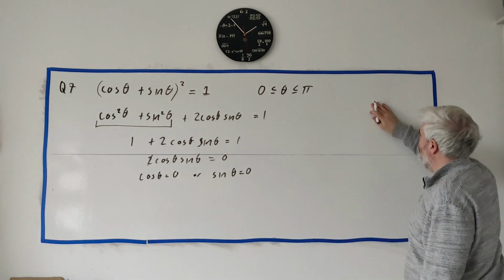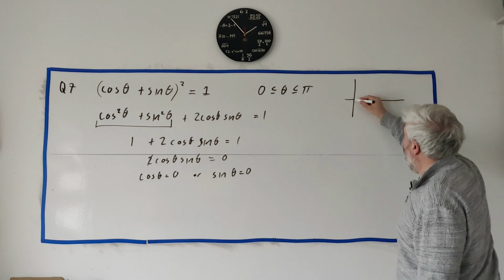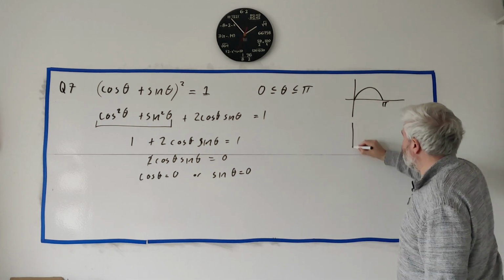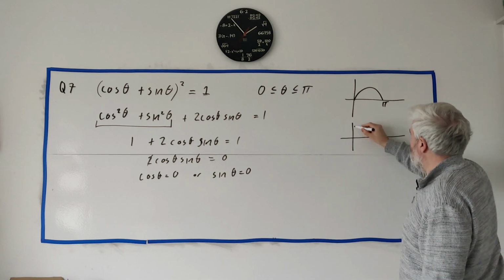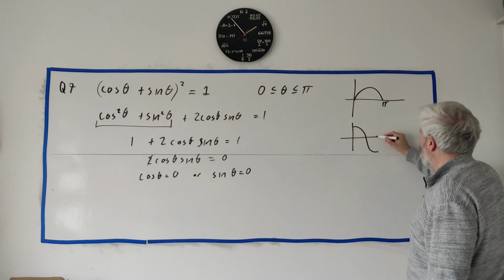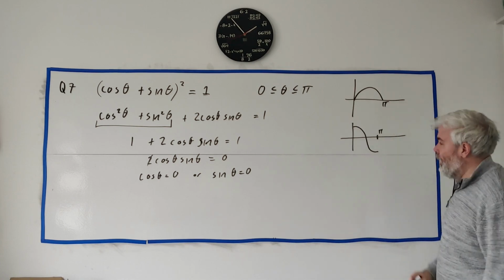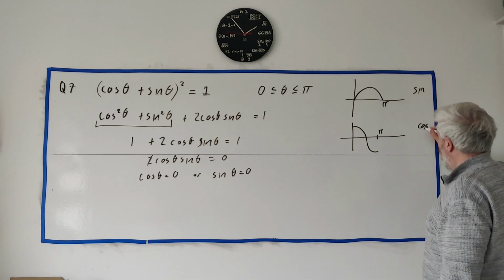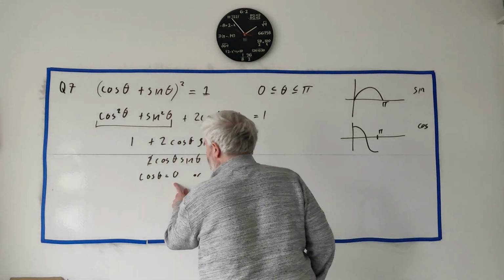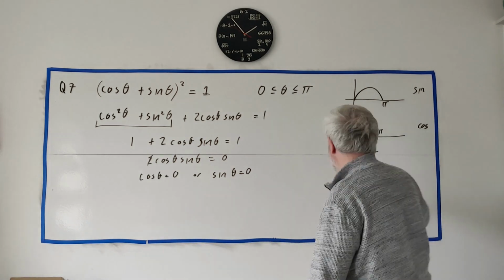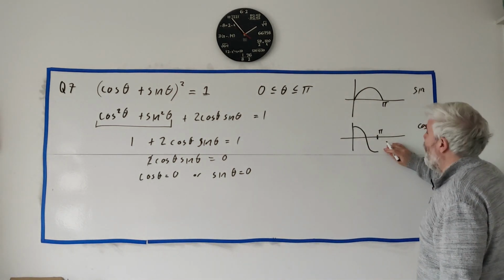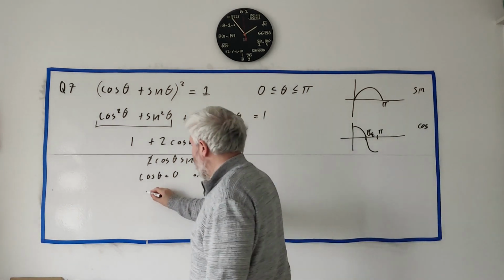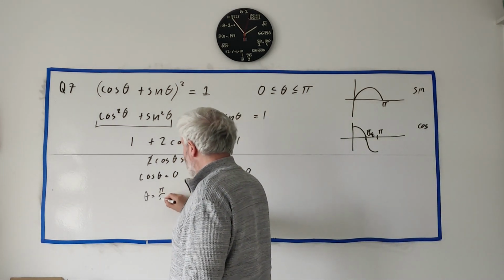I always like to draw my sine and cosine. This is all the way up to pi, and cosine goes like this all the way. Sorry, I said theta, pi I mean. This is sine, and this is cosine. Okay, so when is cosine theta equal 0? A calculator does this, obviously. But when is that equal to 0? It's at pi over 2. That's one answer. Theta equals pi over 2.